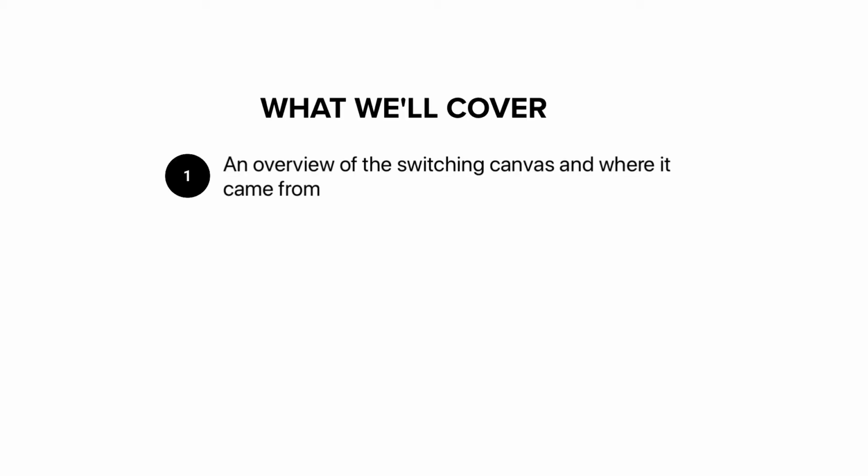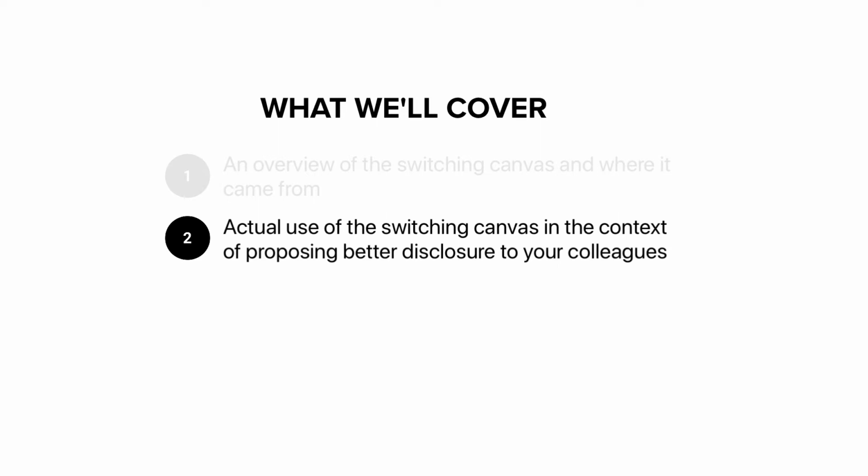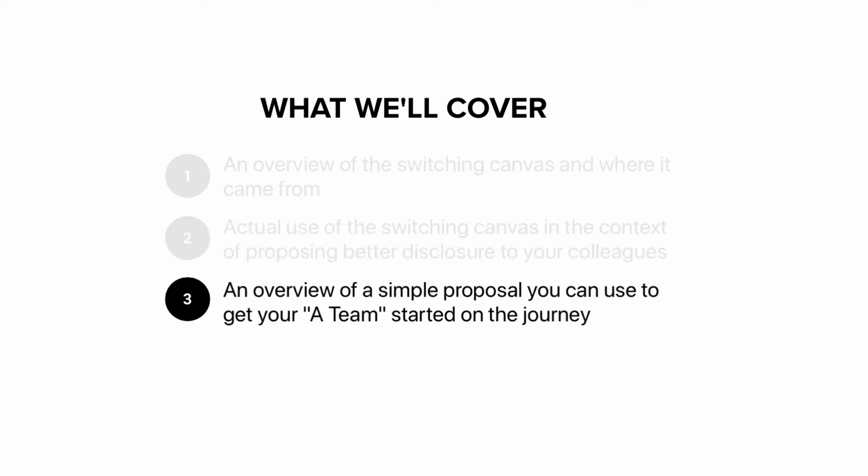Welcome to Lesson 5. Today we'll cover number 1, an overview of the switching canvas and where it came from. Number 2, actual use of the switching canvas in the context of proposing better disclosure to your colleagues. And number 3, an overview of a simple proposal you can use to get your A-team started on the better disclosure journey. So why is this about switching?